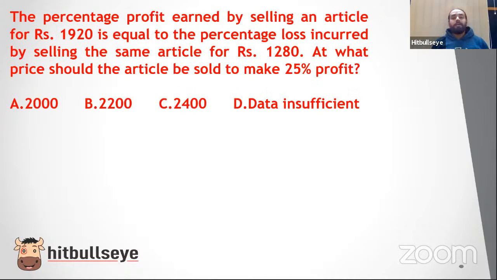The percentage profit earned by selling an article for rupees 1920 is equal to the percentage loss incurred by selling the same article for rupees 1280. At what price should the article be sold to make 25% profit?